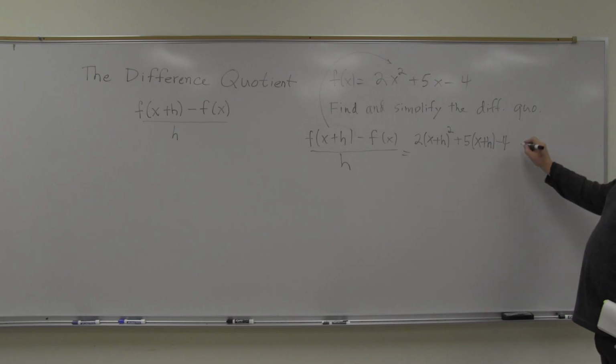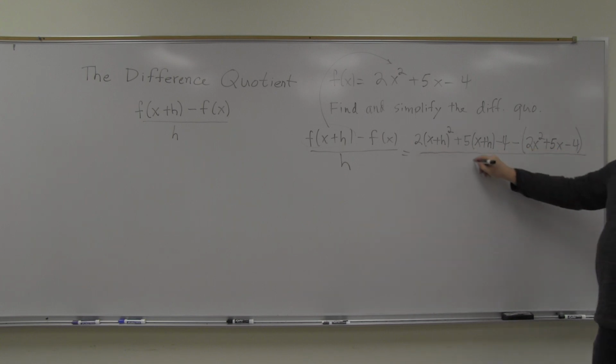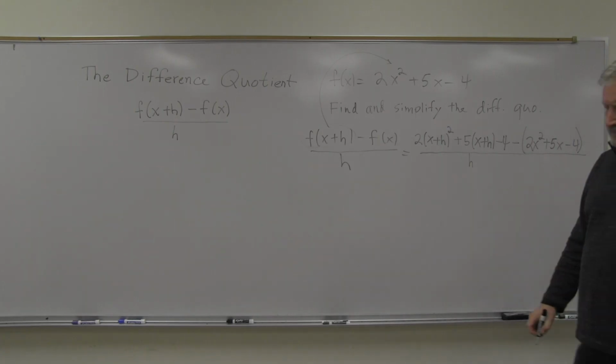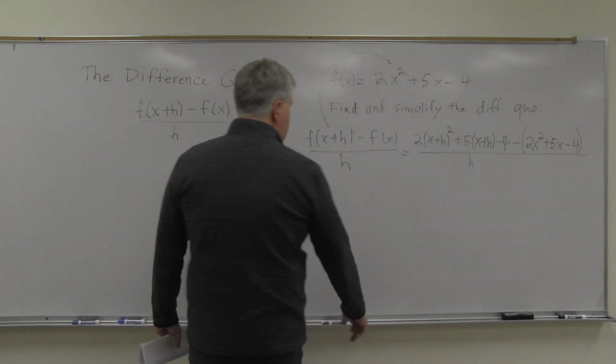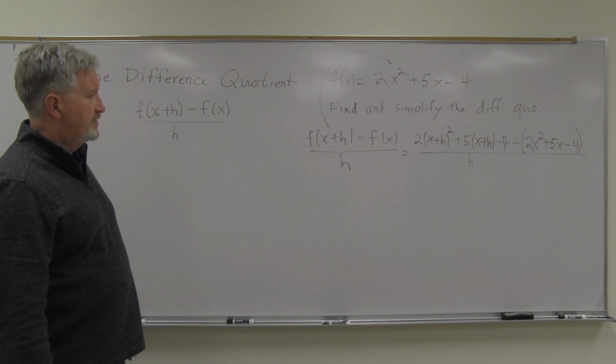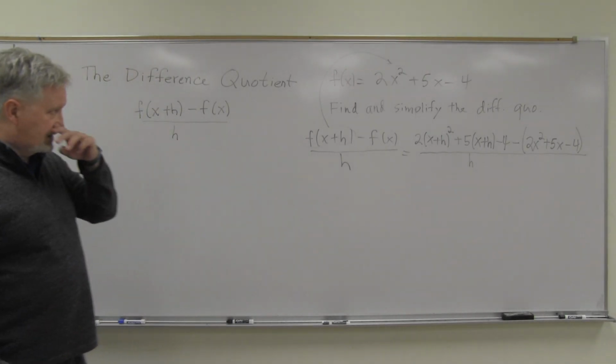The part that we need to realize on that is, okay, that's minus f of x. So it's minus 2x squared plus 5x minus 4. But it's subtracting that whole thing, so let's just put parentheses around it at this initial step. See what happens. All right. So we just need to simplify that right there. And it does, like I said, simplify usually pretty nicely.